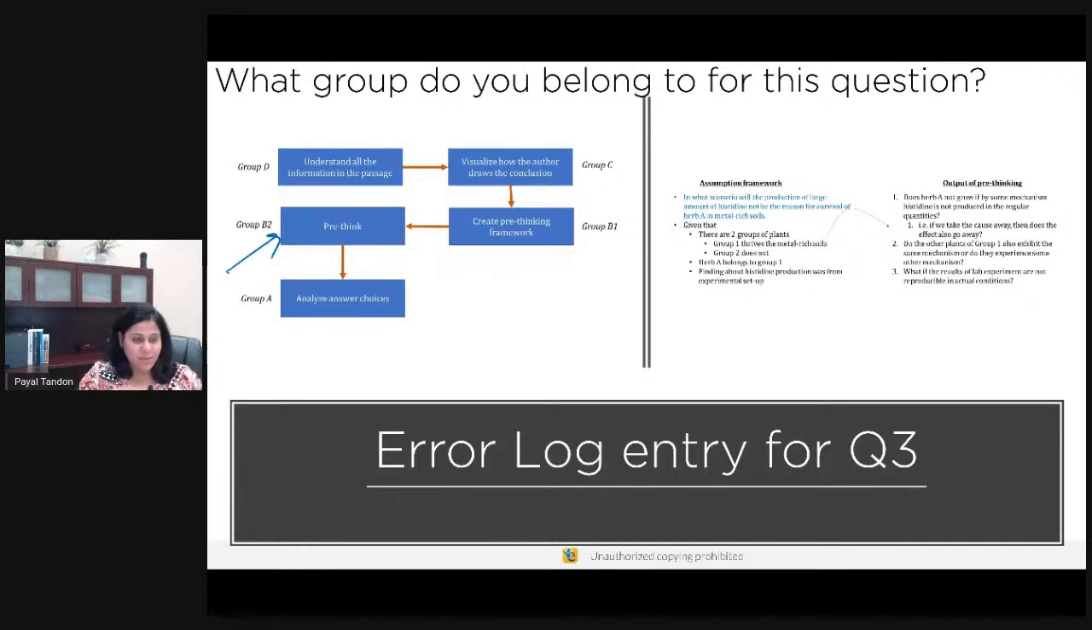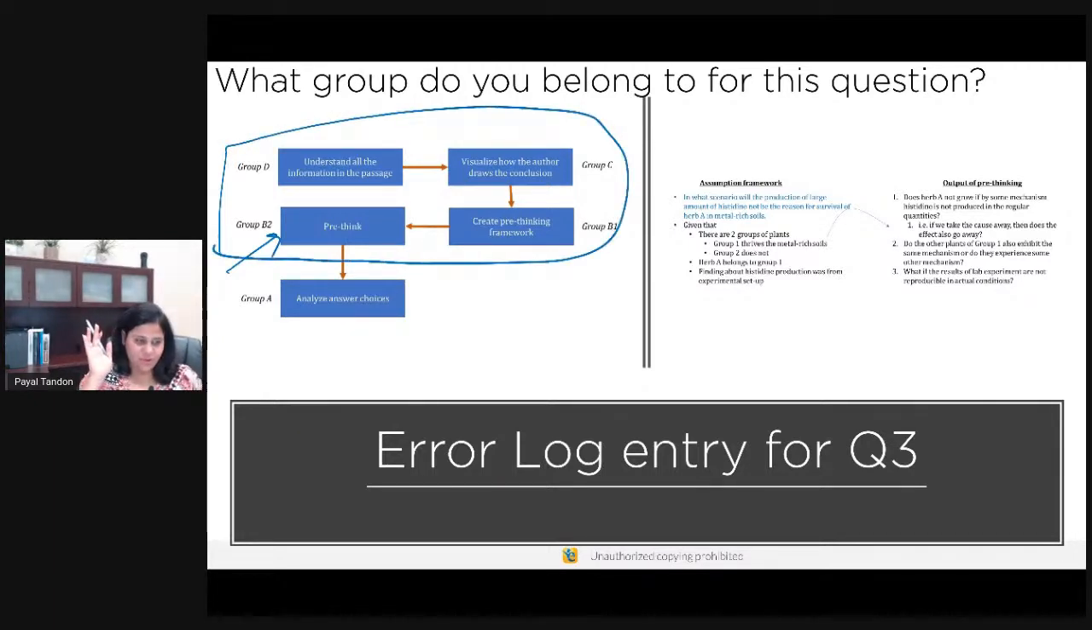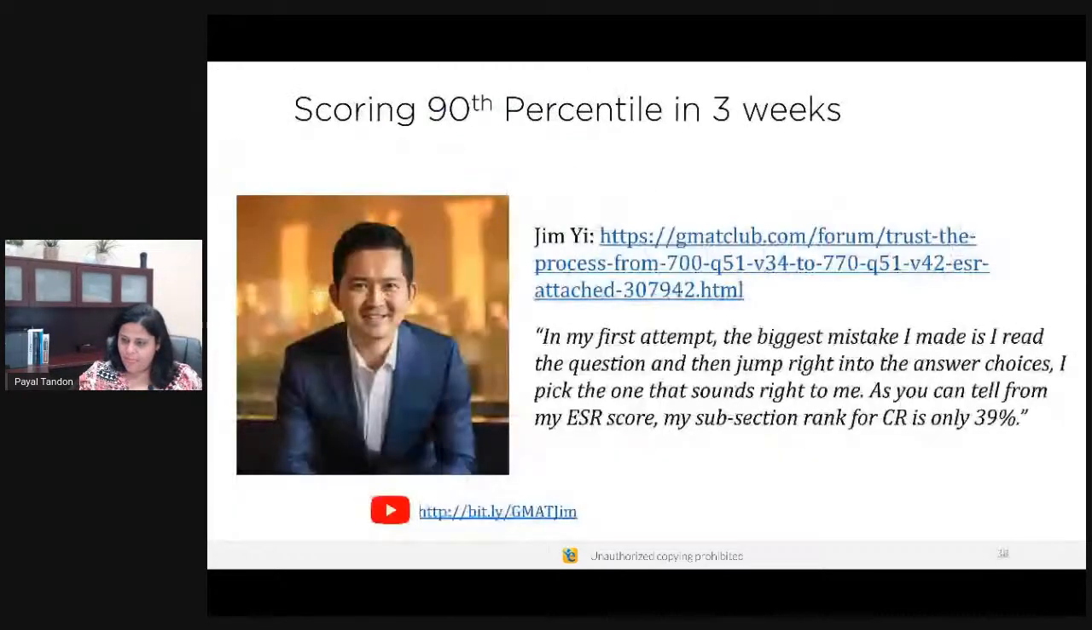Okay, so if you found some answer choices vague, that means you haven't really understood the confines of your passage, which means there is some step over here that you haven't done well enough. So again, be very critical of yourself. All right. So again, the key thing over here is you have to focus on pre-thinking.